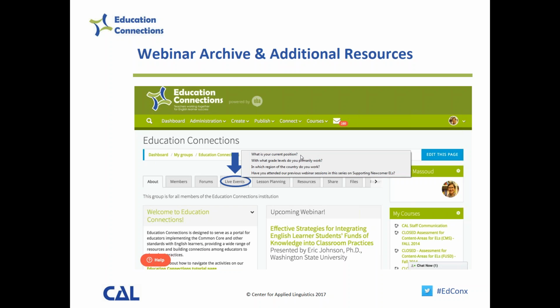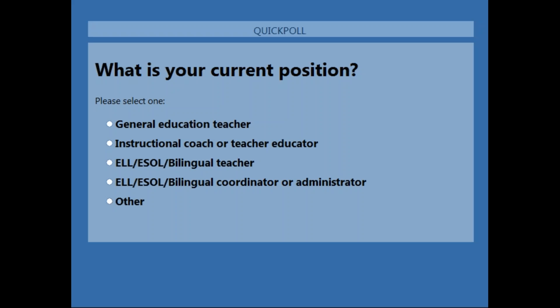So on your screen now, we'll show a few polling questions regarding your background. We love to find out who is with us. So can you check what is your current position? General education teacher, instructional coach, or teacher educator? ELL, ESOL, or bilingual teacher, ELL, ESOL, or bilingual coordinator or administrator, or some other position.